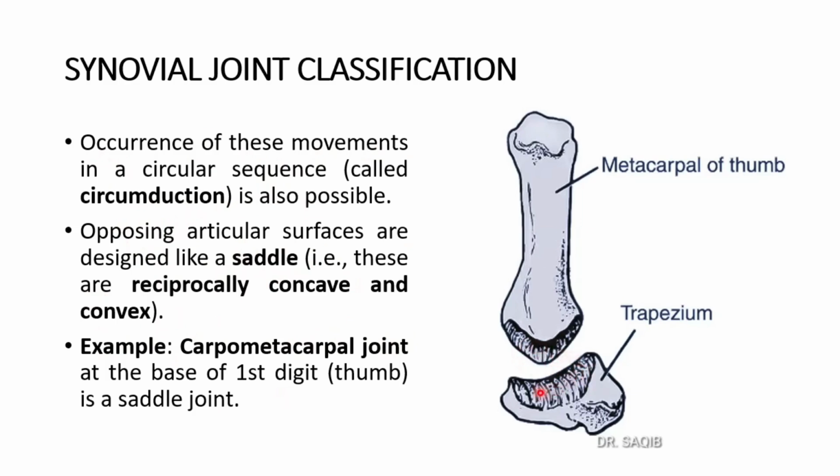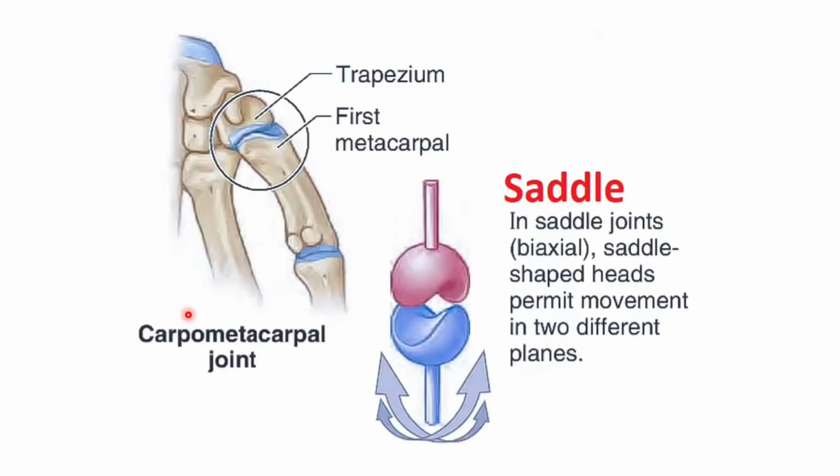This is the concave trapezium surface, and this is the metacarpal. This is the convex surface. So the example, the carpometacarpal joint at the base of the first digit, the thumb, is a saddle joint. This is the saddle representation. This is the trapezium, the carpal bone, and this is the first metacarpal, right? Carpometacarpal joint, first one. This is the saddle joint.